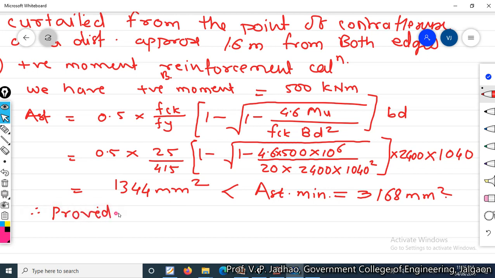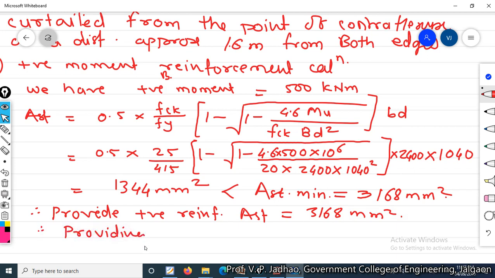Therefore, provide positive reinforcement, that is AST equal to 3168 mm square. Therefore, again providing 16 mm 5 bars.